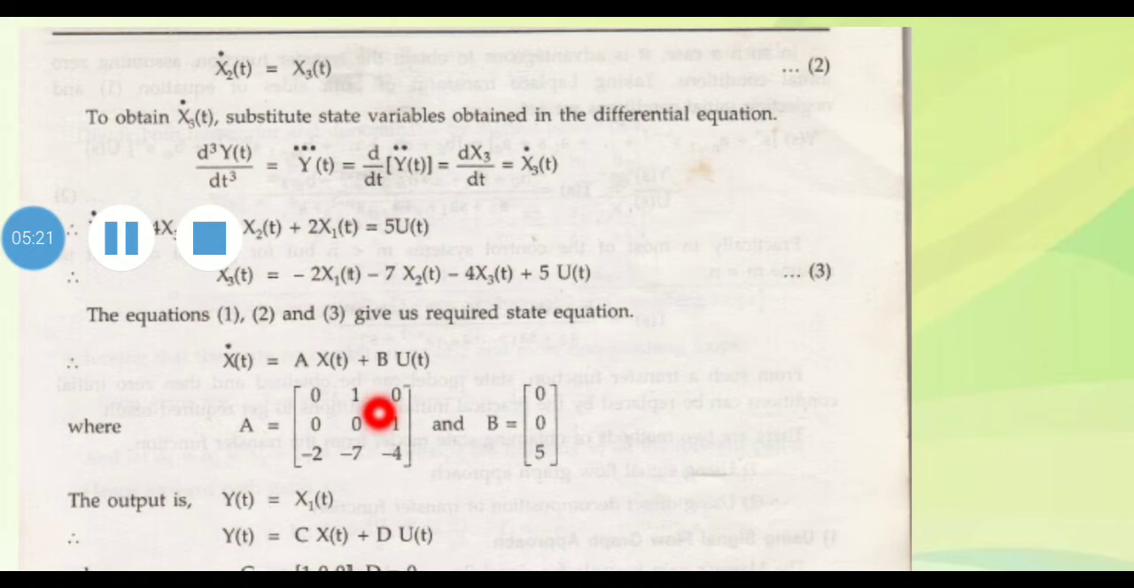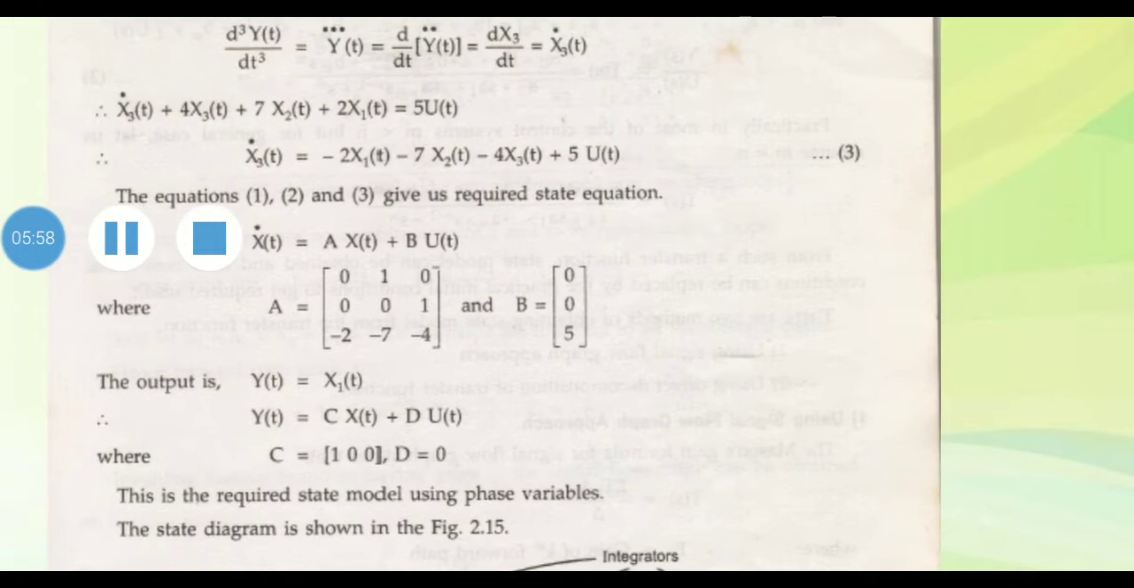This row is from equation 2: x2 dot(t) = x3(t). Only the x3(t) term is there, so it is written as 0, 0, 1. Then we take equation 3, which is -2 x1(t) - 7 x2(t) - 4 x3(t), so it is -2, -7, -4. B is equal to [0, 0, 5], because in equation 3 it is 5 u(t) and in equations 1 and 2 there is no u(t).